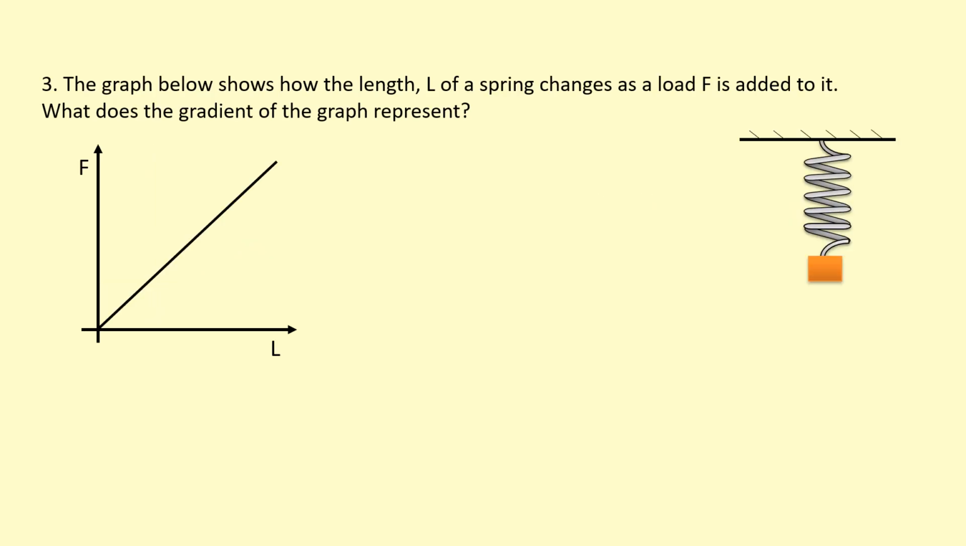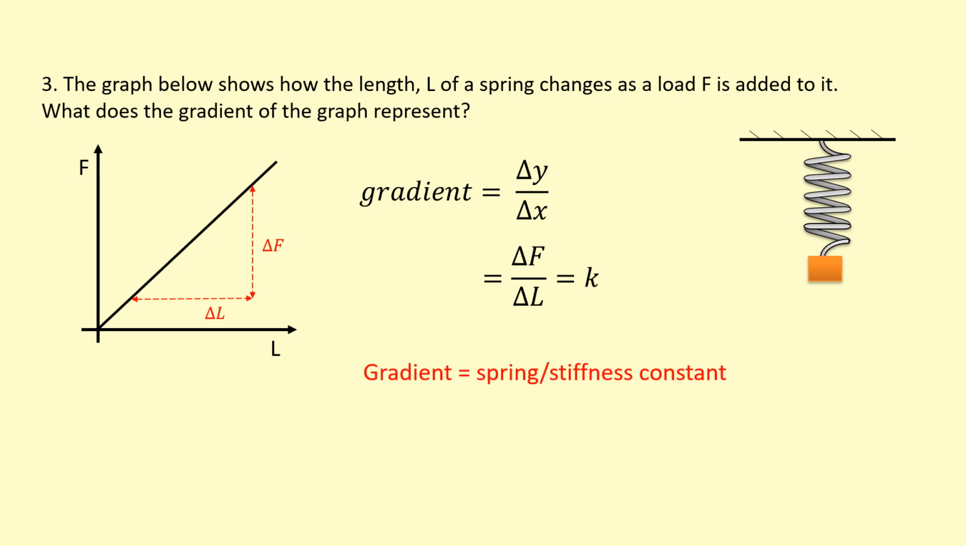The graph below shows how the length of a spring changes as a load is added to it. What does the gradient of the graph represent? Gradient is change in y over change in x. In this case, change in y is change in force, and change in x is change in length. If you look through equation sheets under the materials topic, you'll find change in force over change in length, or extension, is equal to the spring constant. That's Hooke's law, also known as the stiffness constant.